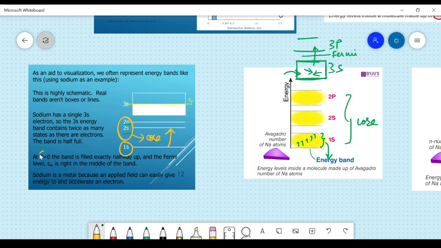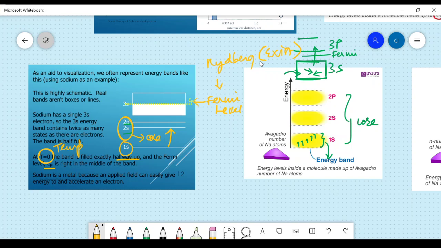At T equal to 0, where T is temperature, the band is filled exactly half, and the Fermi level EF is right in the middle of it. This is called the Fermi level. Some people call it the Rydberg state. Remember, the excited state exists here. We often study our entire chemistry, 99% of our chemistry, only with the Rydberg state, where we excite the electrons and then study their behavior.